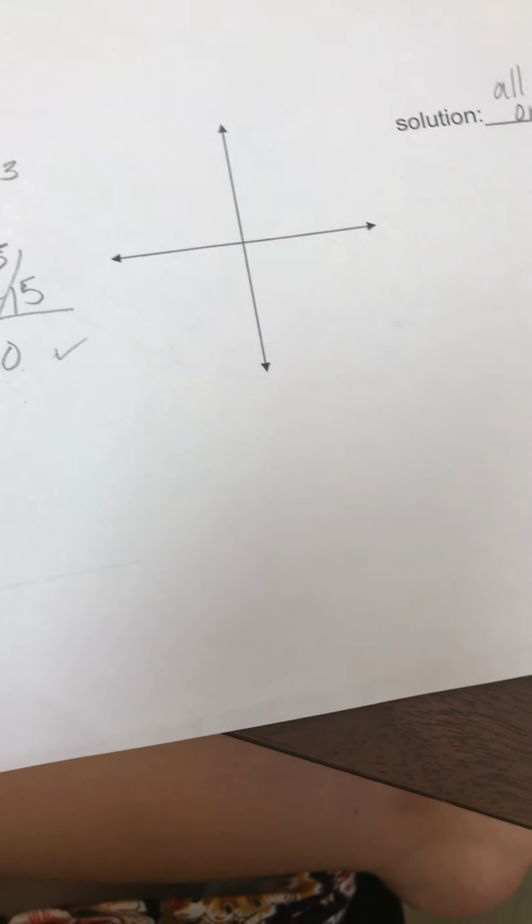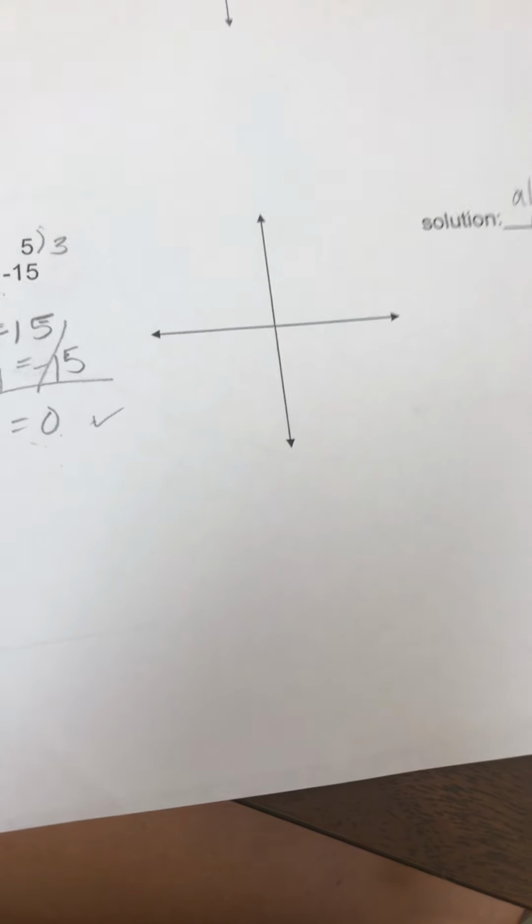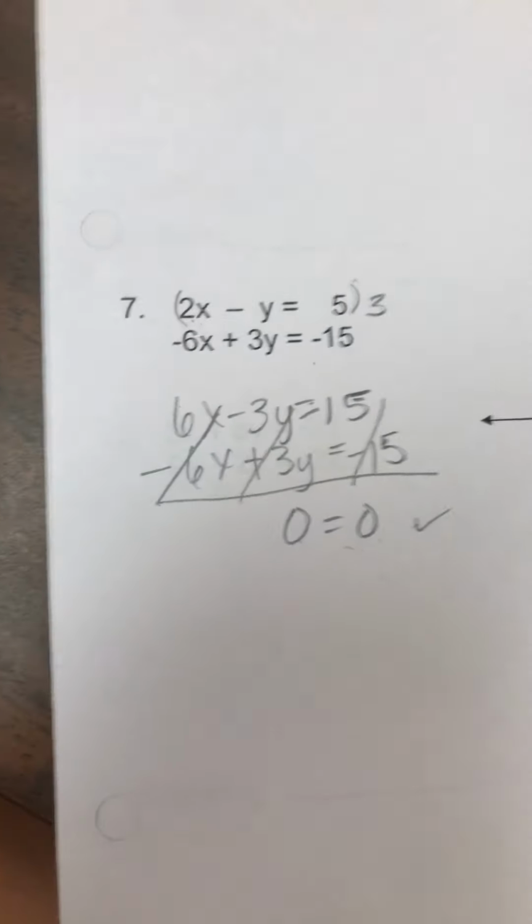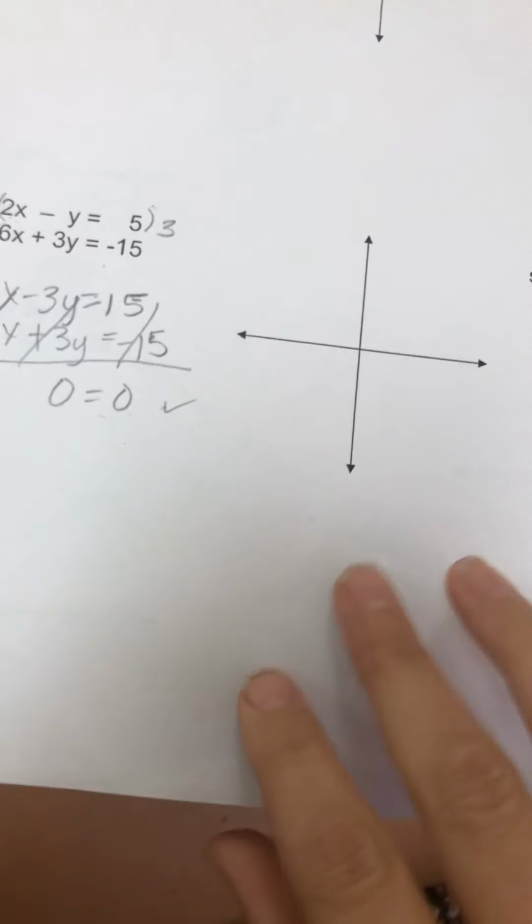Okay. They're basically the same line. It is the same equation. Okay. So all the points on the line is where they intersect because it's the same line, right? It is the exact same thing.